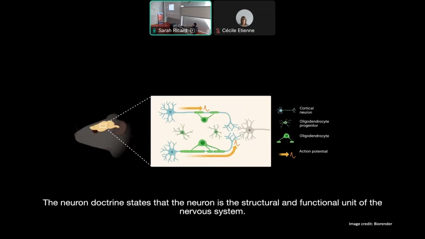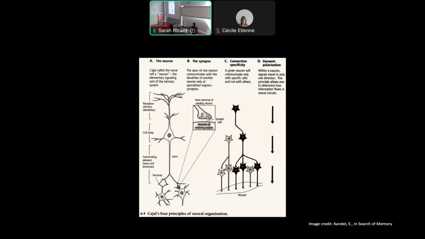So we'll go into some basics of neuroscience. As we all know, the brain is composed of a large number of different cells, but the main ones that we're interested in are neurons. And there's a so-called neuron doctrine, which states that basically the neuron is the most important cell in the brain. It's the structural and functional unit of the nervous system.